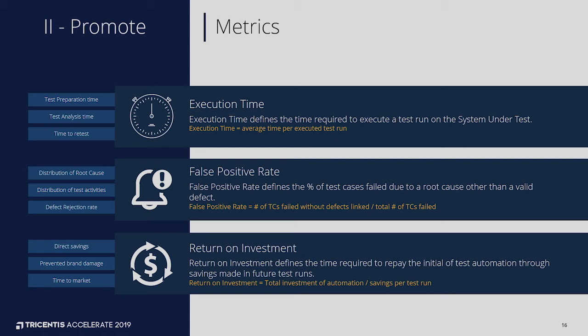But if you look at the distribution of root causes, what those false positives are and how they're caused, and also if you look at, for example, over time the defect rejection rate and the distribution of test activities, while you're solving these false positives and preventing them, you will see a change in your distribution of test activities, right? Because initially you might spend a lot of time on test analysis, and that should go down over time when you're working on these things.